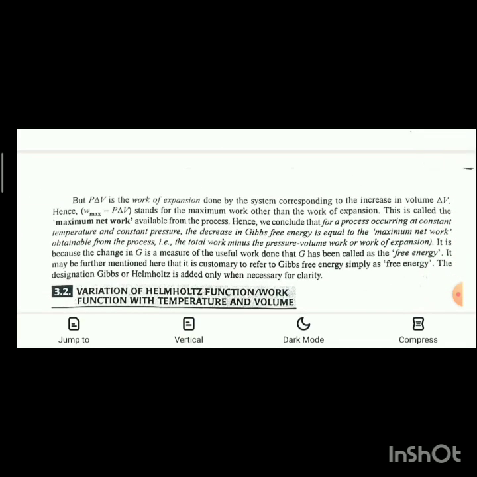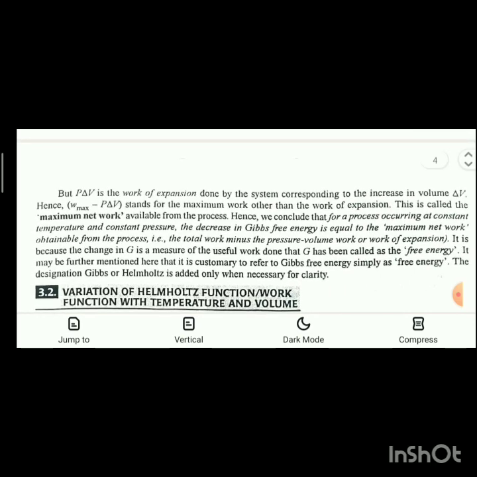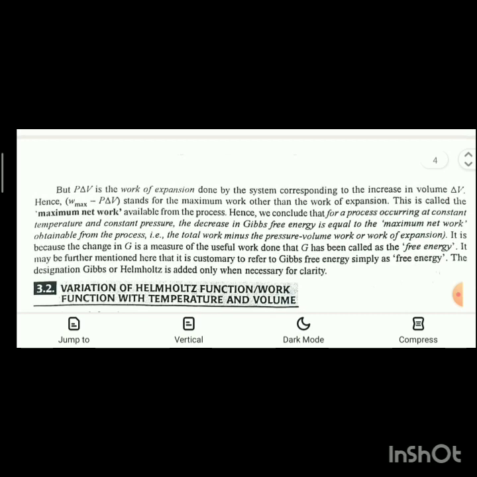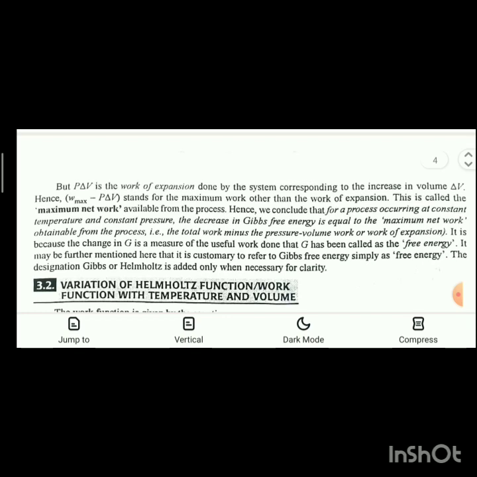But P delta V is the work of expansion done by the system corresponding to the increase in volume delta V. Hence, W maximum minus P delta V stands for the maximum work other than work of expansion. This is called the maximum net work available from the process. Hence, we conclude that for a process occurring at constant temperature and constant pressure, the decrease in Gibbs free energy is equal to the maximum net work obtainable from the process, that is, the total work minus the pressure volume work or work of expansion. It is because the change in G is a measure of useful work done that G has been called the free energy.